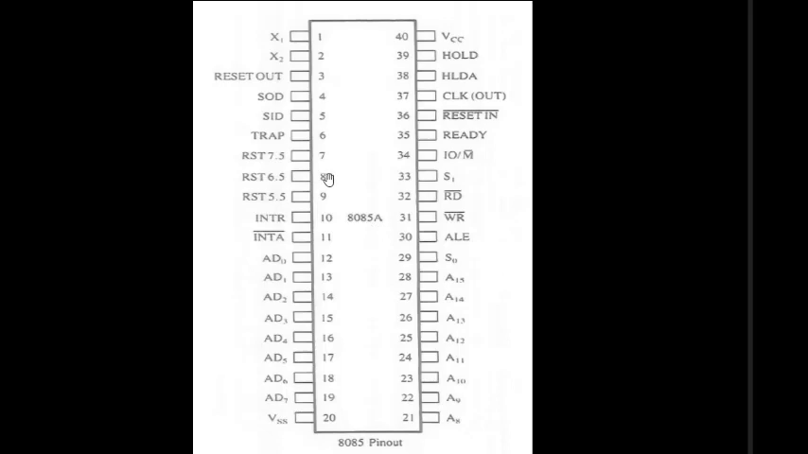There are 40 pins and each pin has a function, and of course there are some pins which have dual functions. Some signals are used for serial communication, some for the address bus, data bus, and so on. Let us see the functional block diagram of this 8085.